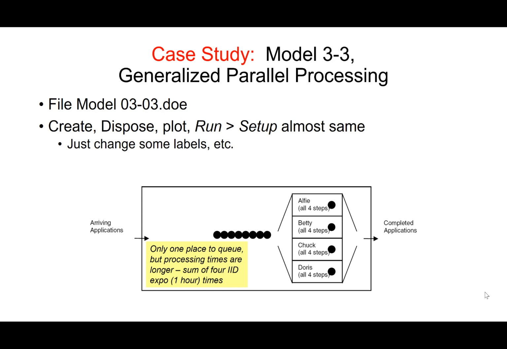For model 3.3, we'll create the general parallel processing. So this is 03-03.DOE. So create, dispose, plot, and then run setup are almost the same. We just have to change some labels.